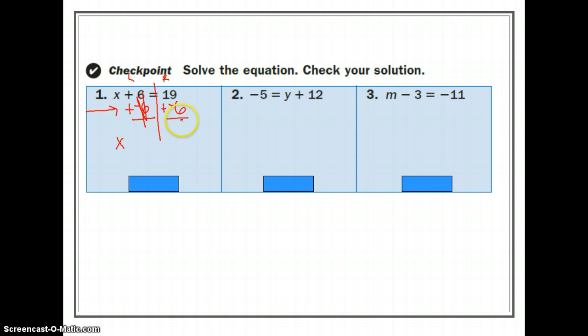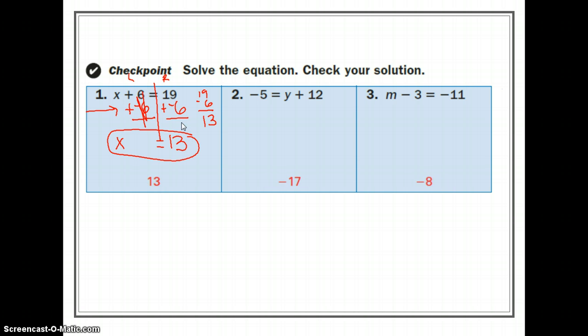Well, 6 plus negative 6 is just 0, so they just cancel each other out. 19 plus negative 6, well, this is just subtracting because they're different signs. 9 minus 6 is 3. Bring down the 1. You have 13. 19 is a larger number, larger absolute value. It is positive. Your answer is x equals 13.